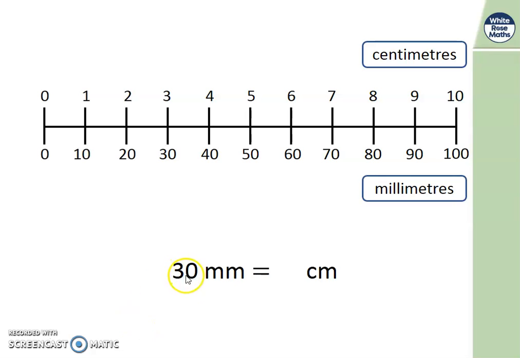Let's try this one. I'm telling you 30 millimetres. Do I look on here? No. I look on the millimetres side and I find 30 and find what it is equal or equivalent to, which is 3 centimetres. Now what's the relationship here? To get from 30, what do I do to make 3? I divide it by 10. That's the opposite or inverse of multiplying by 10.